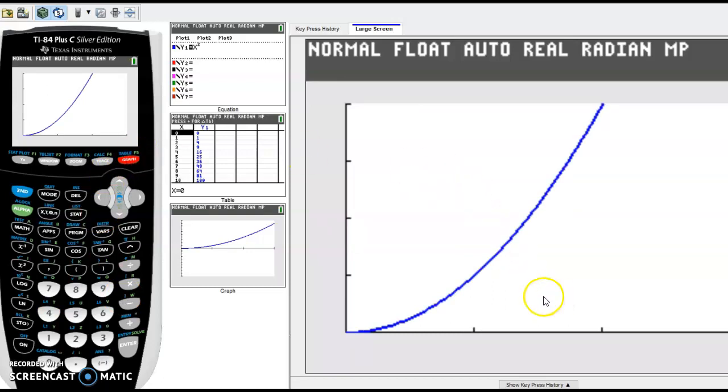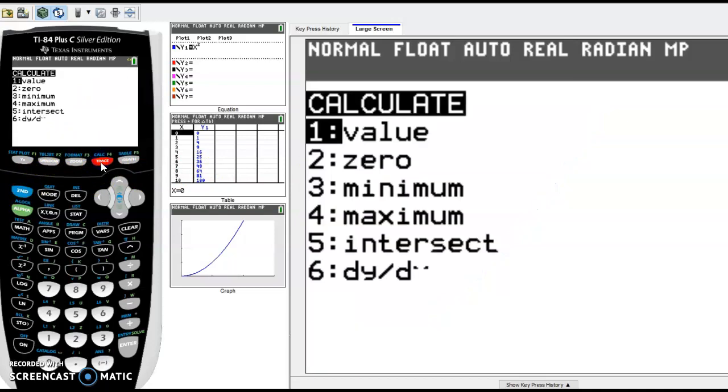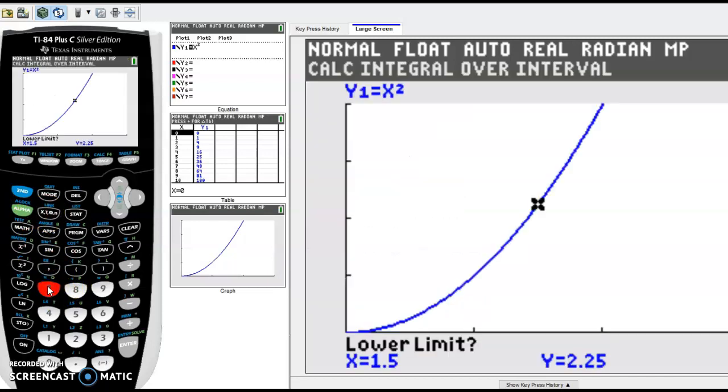So here's my function. I want to know what is my area here from 1 to 2. So on the calculator, it's really simple to do. What we do is we go to the calculate menu. So we do second and then calculate. And it brings up our calculate menu, and you can see from number 7 here, we can calculate the definite integral.